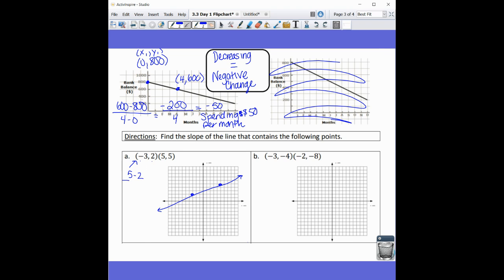5 minus 2 over 5. Be careful with your negatives because you're always subtracting, but in this case, we're subtracting a negative. So then I get 3 over 8. You can check by doing your counting. I go up 1, 2, 3, up 3, and then over 1, 2, 3, 4, 5, 6, 7, 8, over 8. So then do the same thing to find your slope for B.